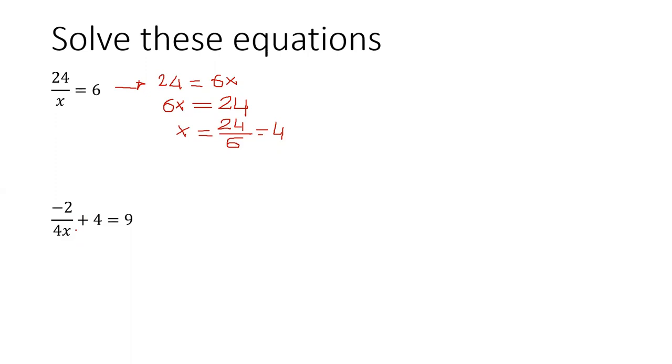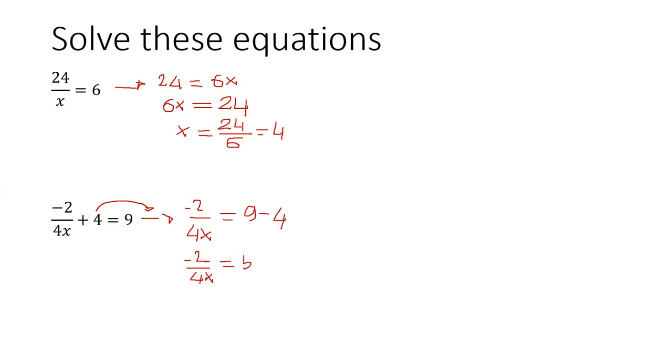Now, next problem. Negative 2 over 4x plus 4 equals 9. First step, we need to replace 4. Have to move from the left side to the right side, from the first term to the second term. Then this equation is going to be negative 2 over 4x equal 9 minus 4. Okay, how much? 5. And negative 2 over 4x equal 5.